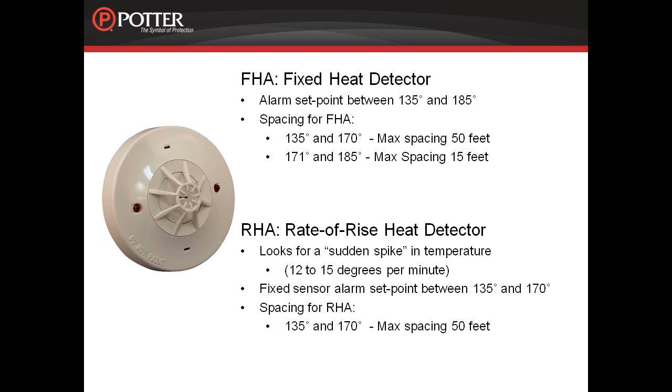The fixed temperature sensor in the RHA has an alarm set point between 135 degrees and 170 degrees. These 2 features encompassed in one device provide a greater level of protection for areas covered by a heat detector. The spacing on this device is similar to the FHA. At a fixed temperature alarm set point between 135 degrees and 170 degrees, the maximum spacing is 50 feet.